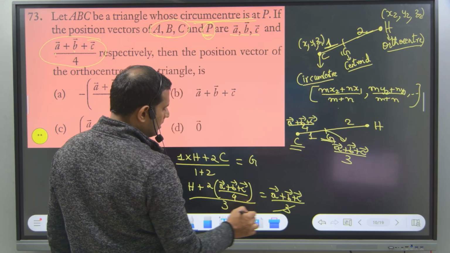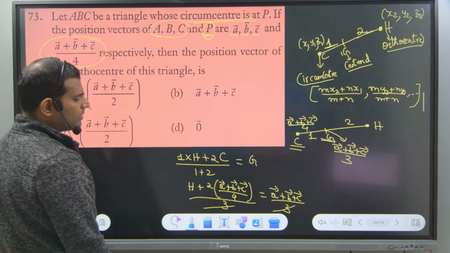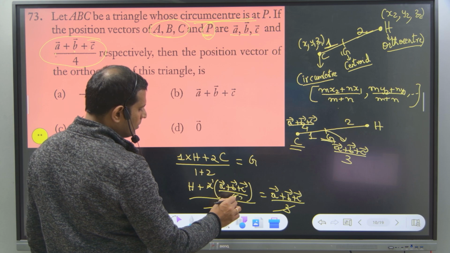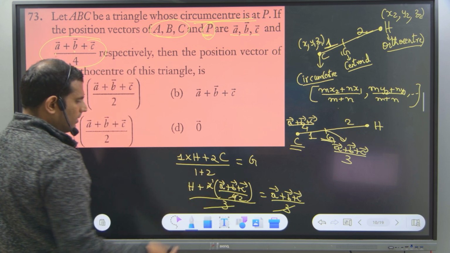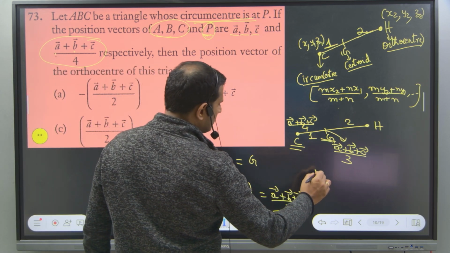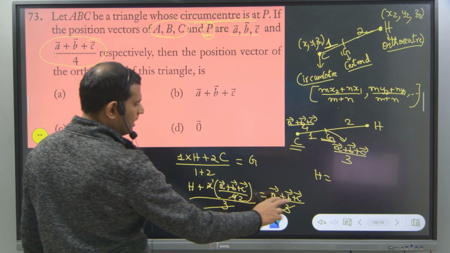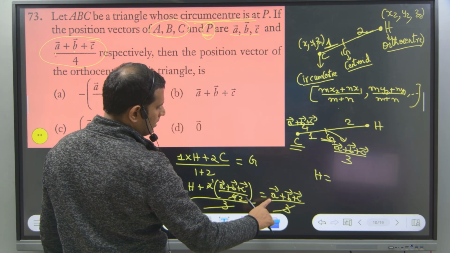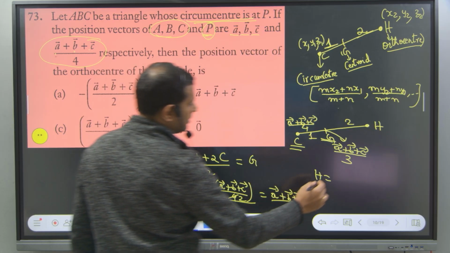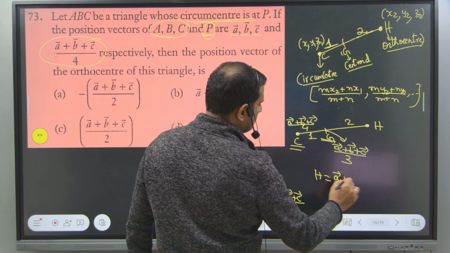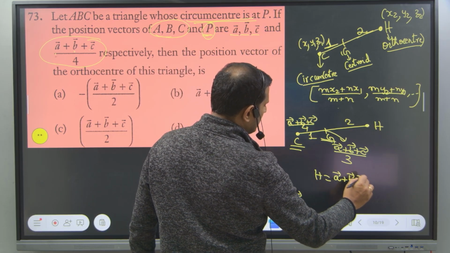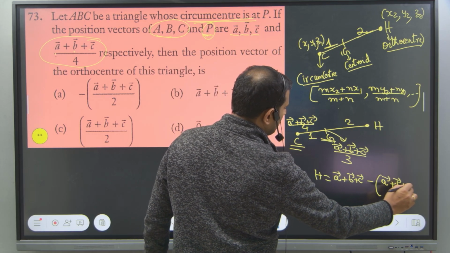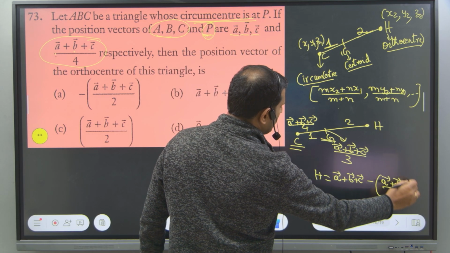Don't you think this 3 will get cancelled? Yes or no? Here 2 ones are 2 2s. So what is H then? What is H? A plus B plus C minus what? What comes? Minus of A plus B plus C divided by 2.